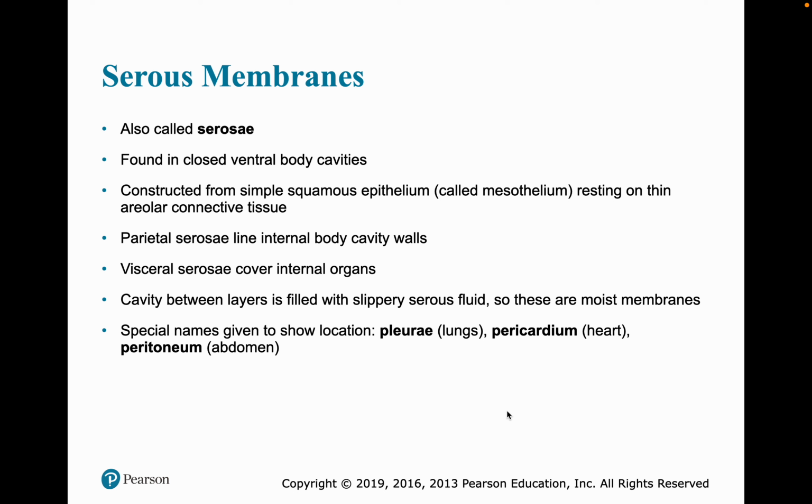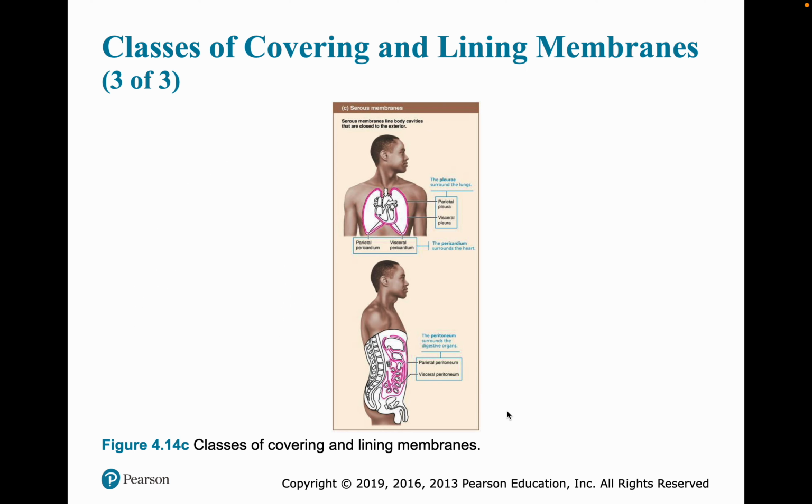And these, I think we talked about this before, are also given a name based on the organ they are associated with. So the pleurae, the pericardium, and the peritoneum are on the lungs, heart, and abdomen, respectively.